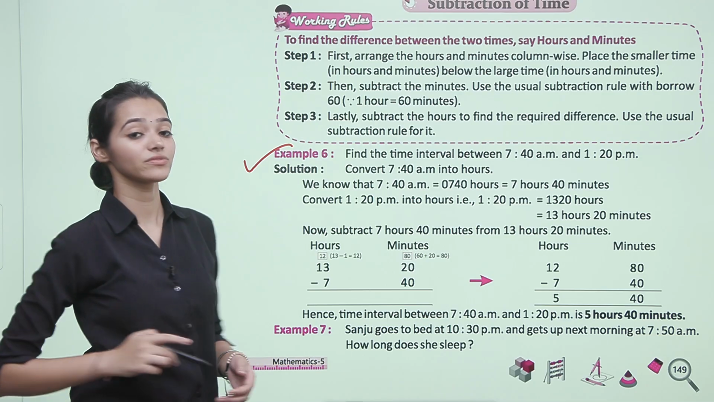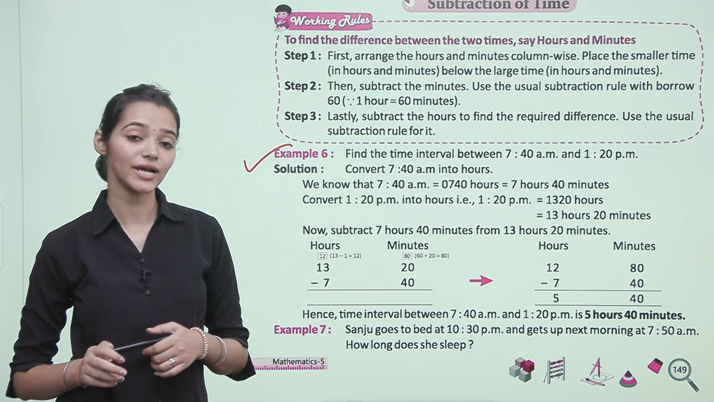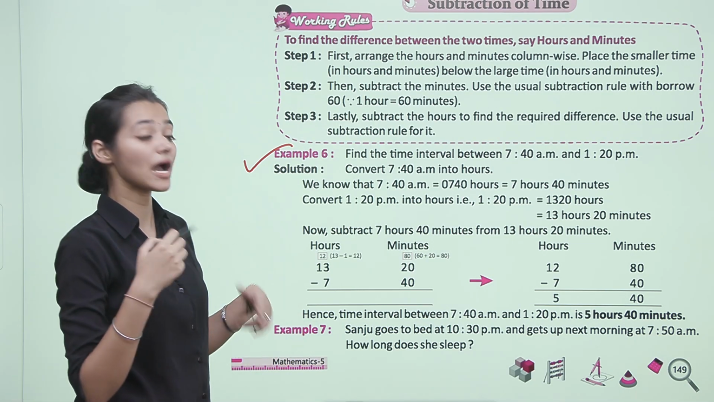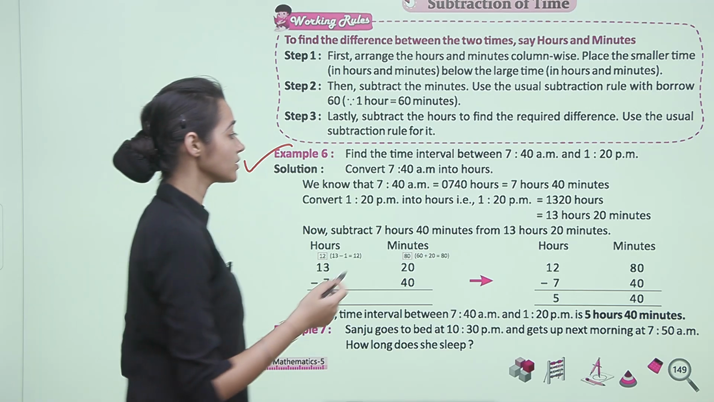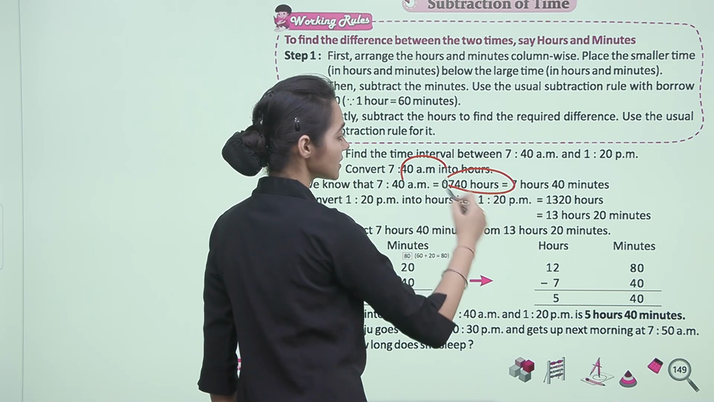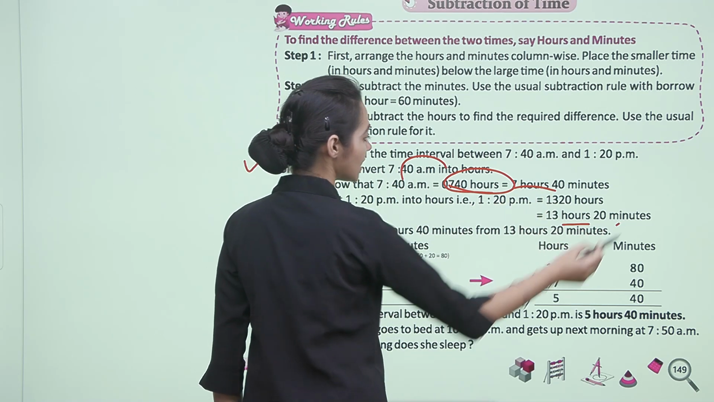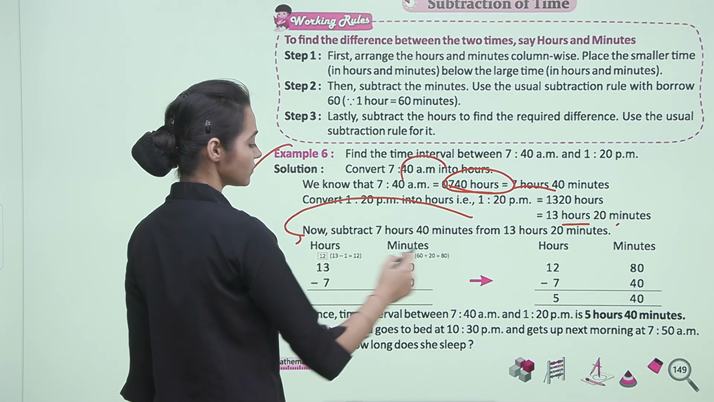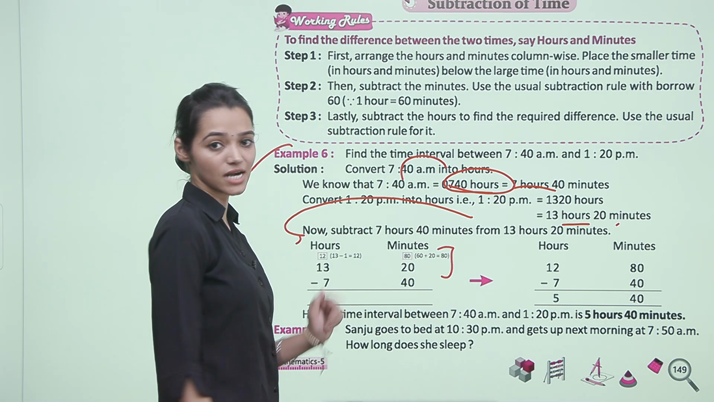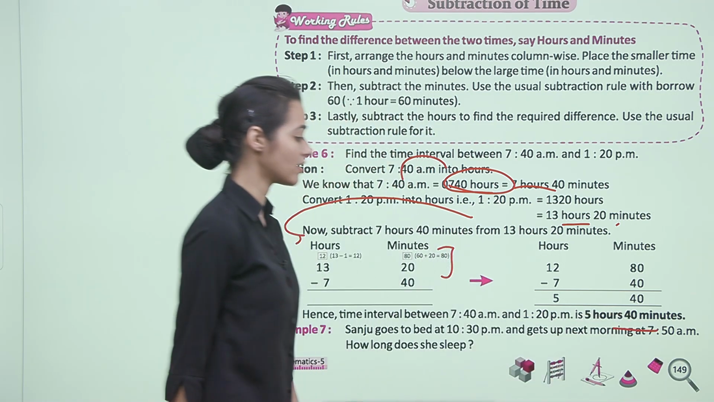Now let's understand it better with the help of our example number 6. We have to find the time interval between 7:40 am and 1:20 pm. So for this, firstly we will convert it into 24-hour time. This is 7 hours 40 minutes, this is 13 hours 20 minutes. And now subtracting in the minutes and hours columns, the difference we get is 5 hours 40 minutes.